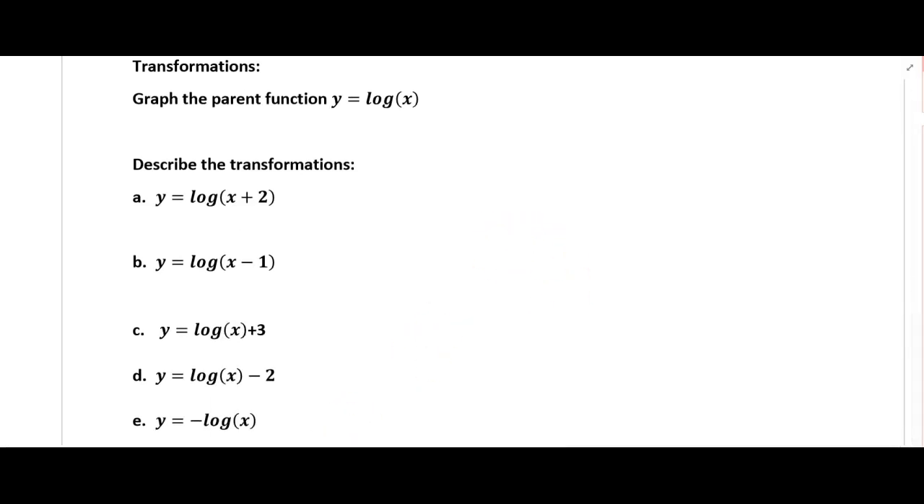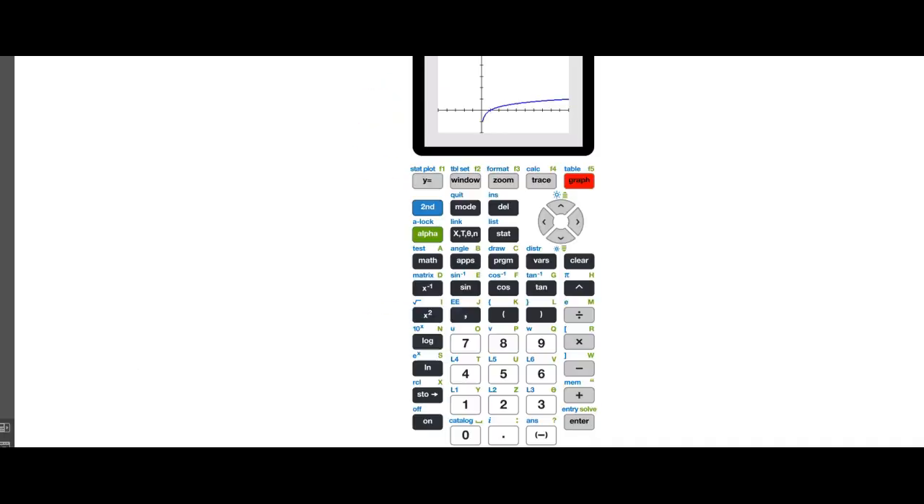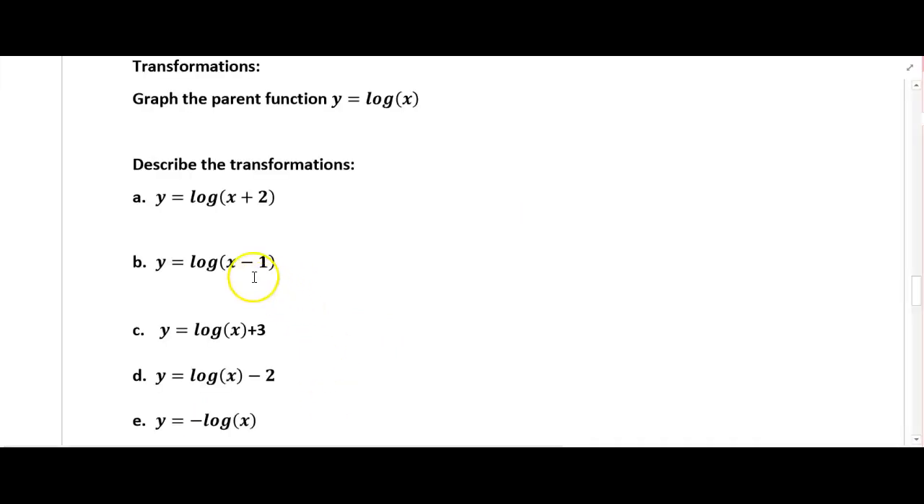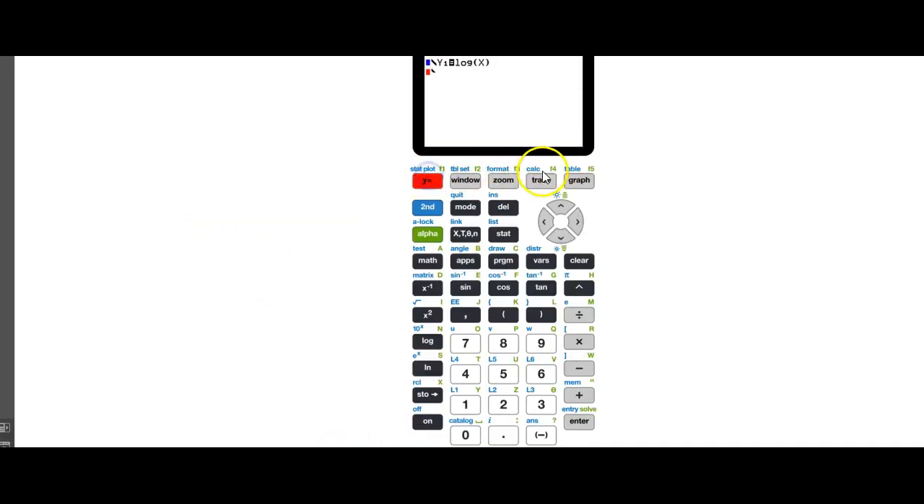Now transformations. If I go to my calculator and graph the parent function y equals log of x, basically it's base 10 right now. If I graph that, that's what I get. Now, what happens if I graph y equals log base 10 of x plus 2? What's going to happen to the graph?